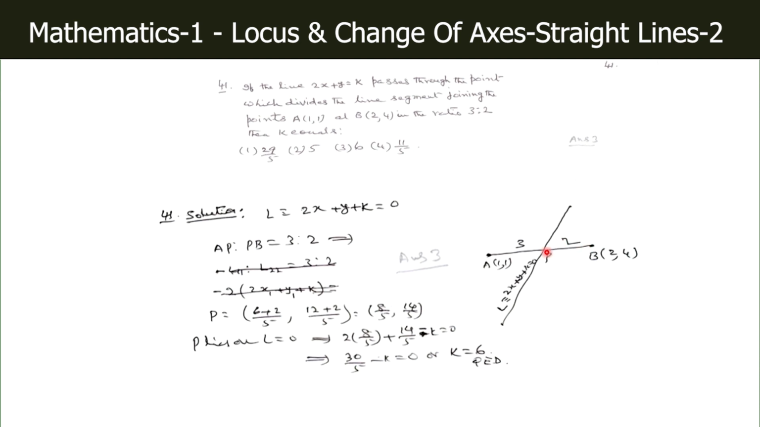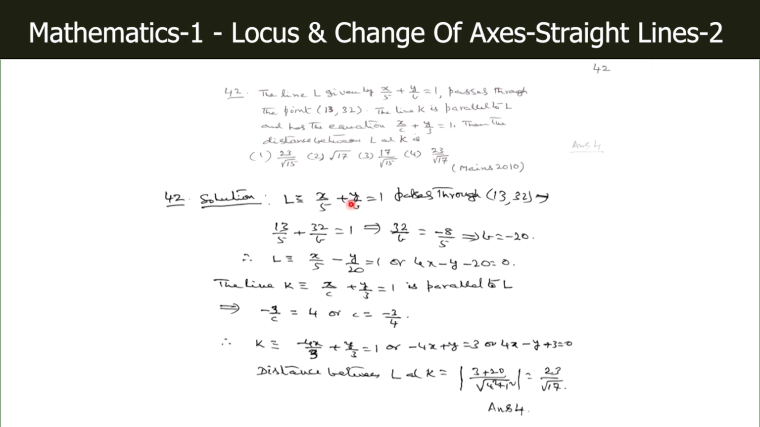So AP is to PB is equal to 3:2, which implies, as per the section formula, P is equal to (6 plus 2 by 5, 12 plus 2 by 5), which is (8 by 5, 14 by 5). So therefore, because P lies on the line L equal to 0, that is 2 into 8 by 5 plus 14 by 5 minus k is equal to 0. So therefore, 30 by 5 minus k equal to 0, or k is equal to 6.